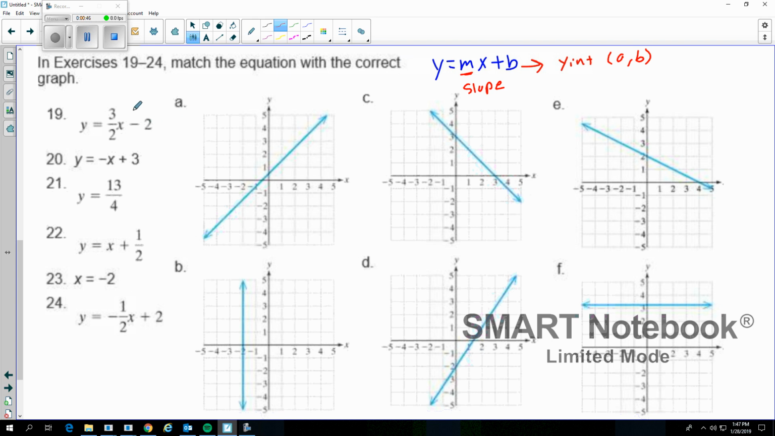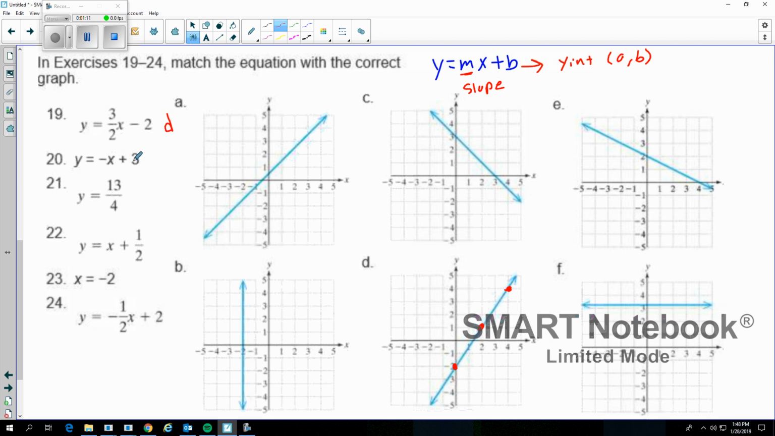So on this first one, number 19, it's saying my y-intercept is going to be at -2. And really I only have one of those. That's going to be d down here. But just to review slope, this is 3 over 2, so up 3 over 2. That's what gets me to my next point, and so on, up 3 over 2. So we can see that D is going to go with number 19.